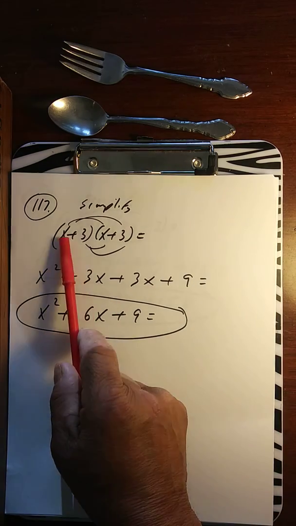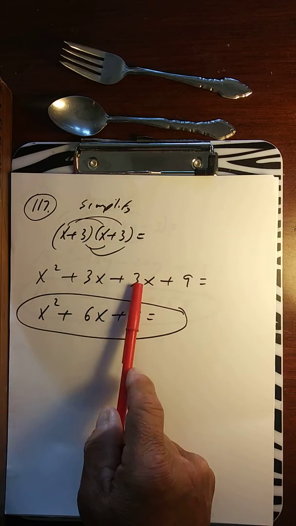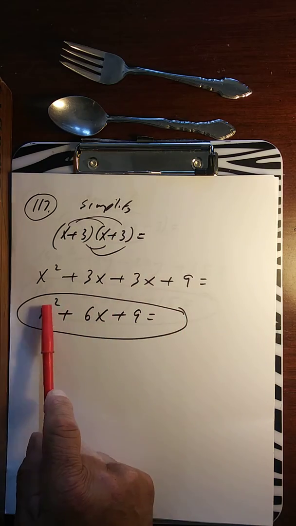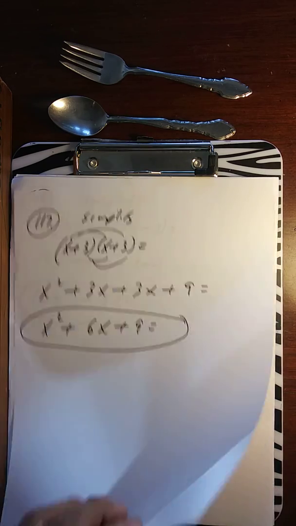Let's multiply this out. X times x is x squared. X times 3 is 3x. 3 times x is 3x. 3 times 3 is 9. So x squared, add these together, it's going to be 6x plus 9. X squared plus 6x plus 9.